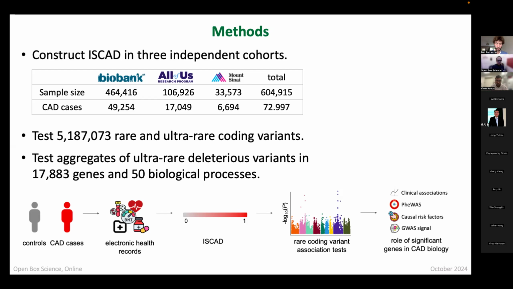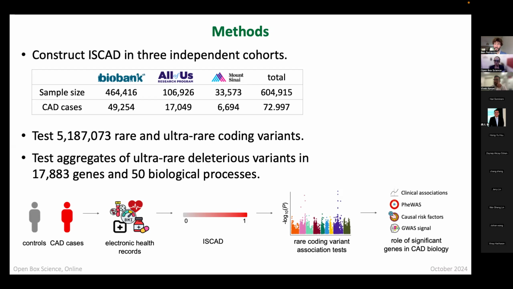And then additionally, we also tested biological processes. For this, we took 50 hallmark processes from the MSigDB database, and these basically aggregate genes in each process. So we took the same ultra-rare deleterious variants, gene-level ultra-rare deleterious variant aggregates, to build these 50 gene sets of biological processes and tested those for genetic association with ISCAD.